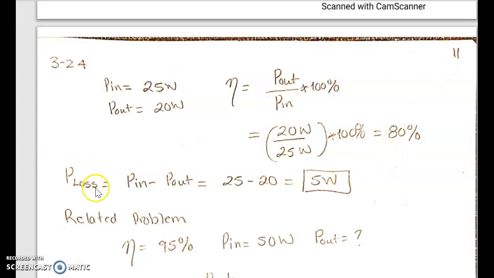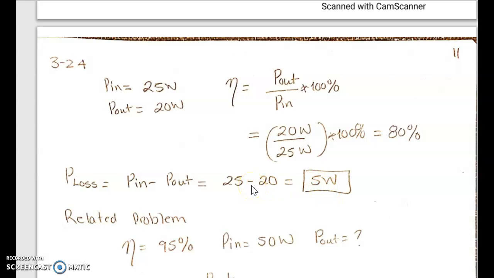efficient. The way we define power loss, it is the difference between power in and power out. So the power loss is the difference between the two power measures. 25 as being the in and 20 as being the out. So we have a power loss of 5 watts.